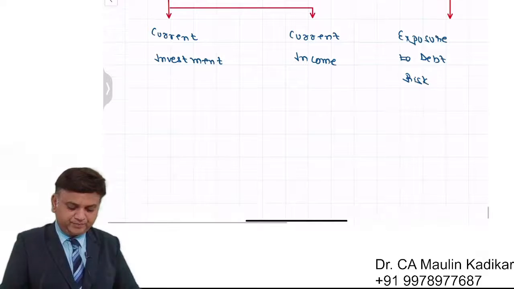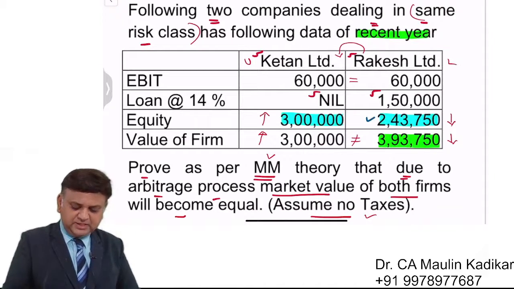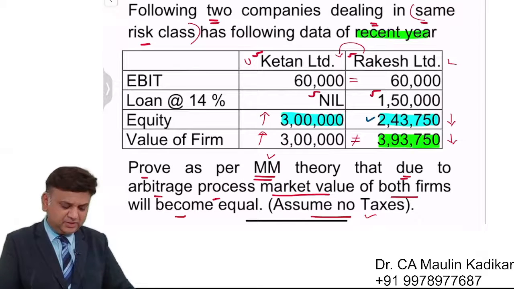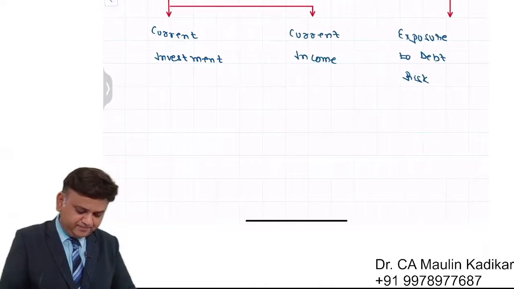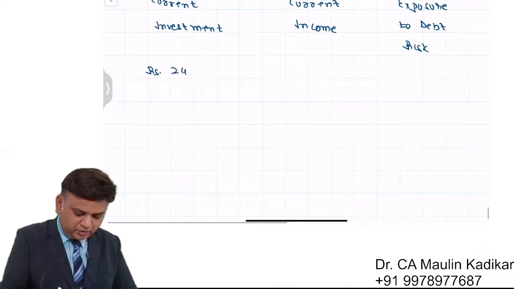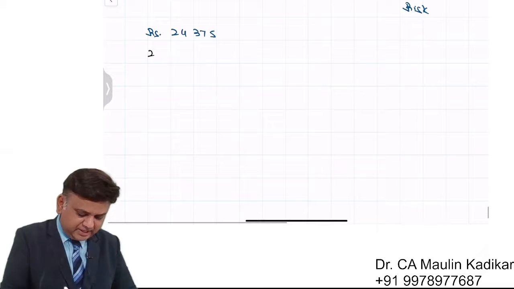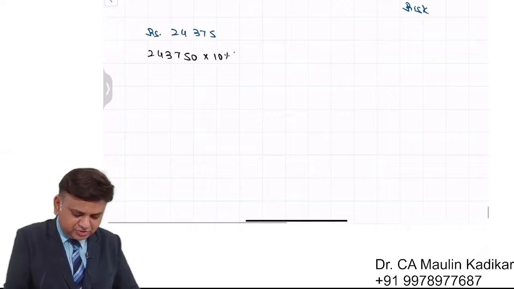Okay. Now friends, current investment value is very simple to calculate. It is 10% of 2,43,750. So it comes to rupees 24375. It is 2,43,750 into 10%.